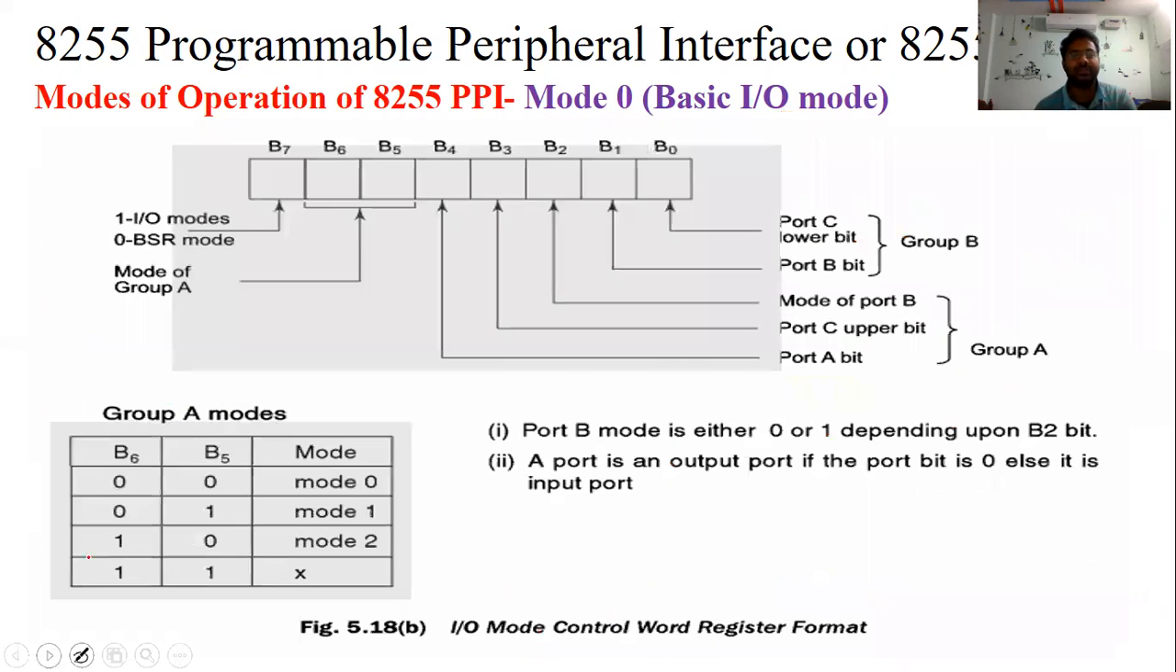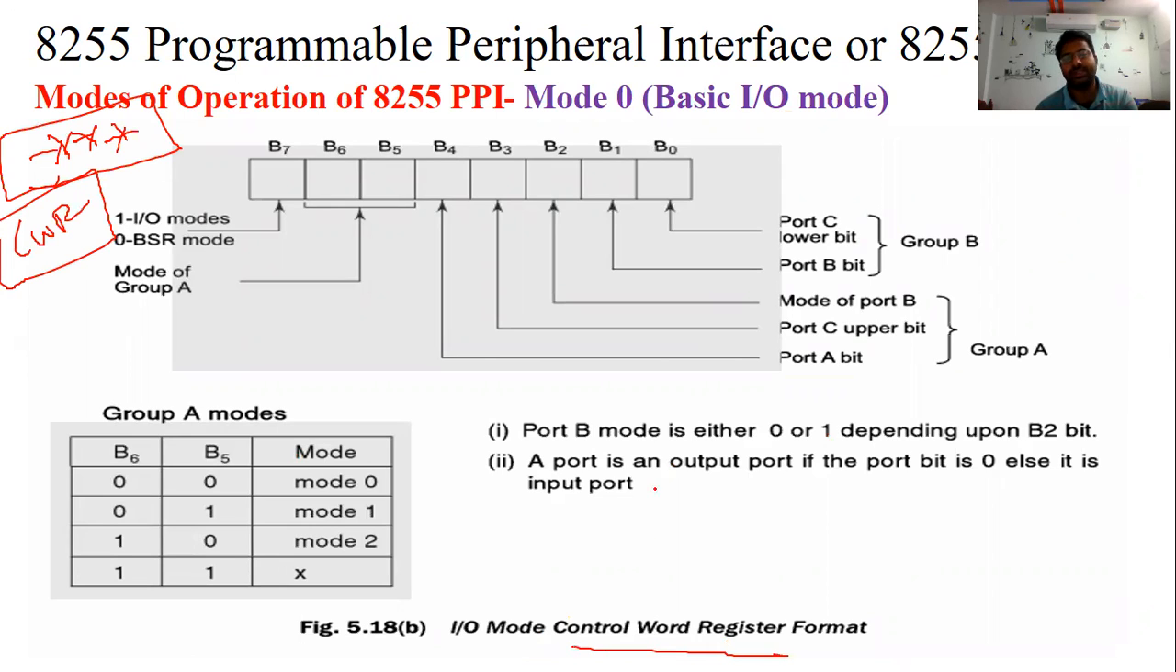So now see this diagram. This CWR is very important. In the examination, they may ask you to write short notes on modes of operation of the 8255 PPI. So at the top, you must write this CWR, control word register. You should know that the CWR is an 8-bit register.